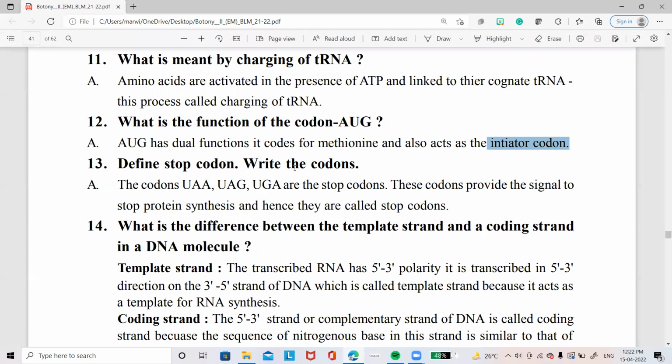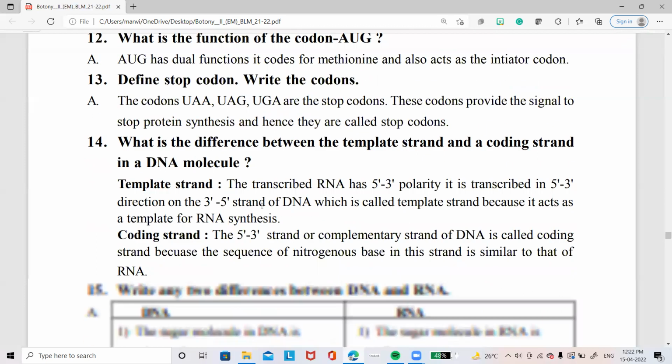Define stop codon and write the codons. The codons UAA, UAG and UGA are the stop codons. These codons provide the signal to stop protein synthesis. Hence, they are called stop codons.